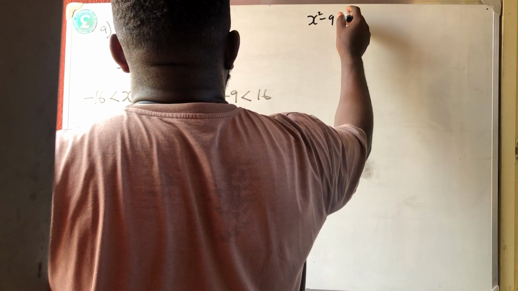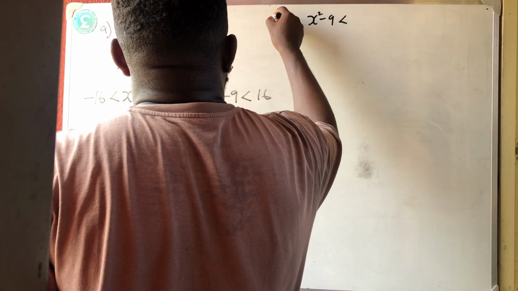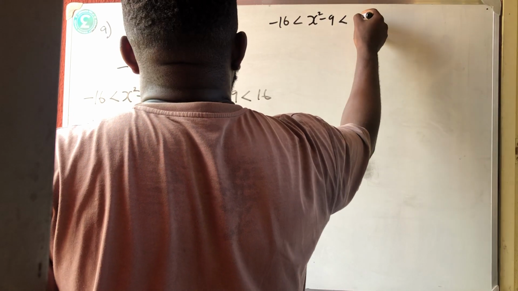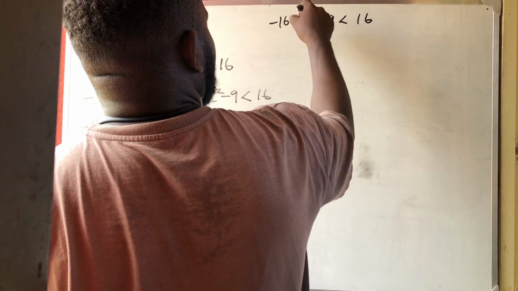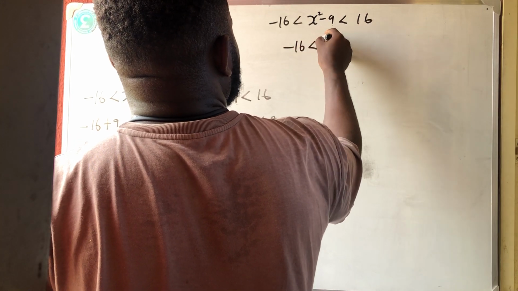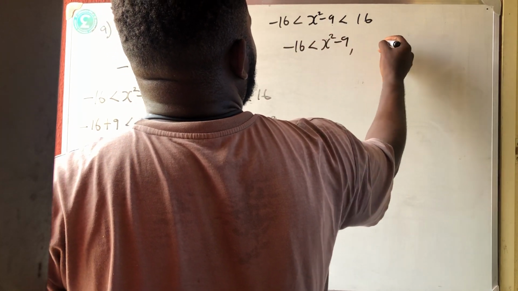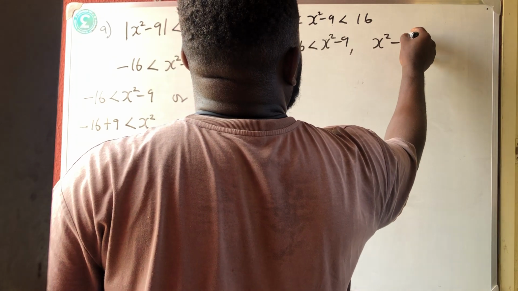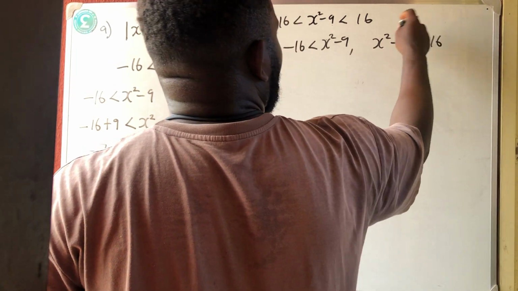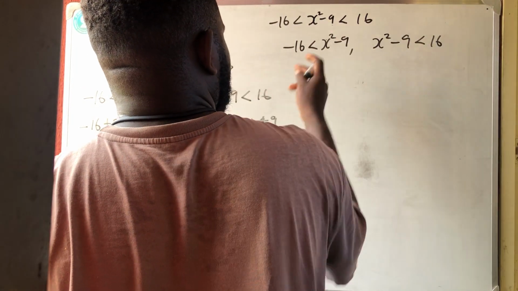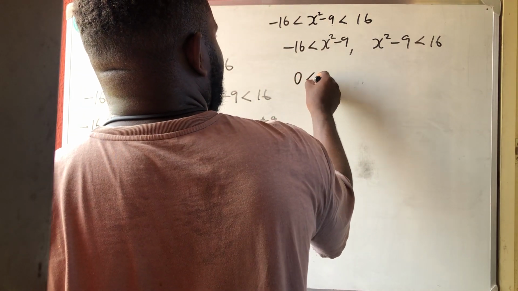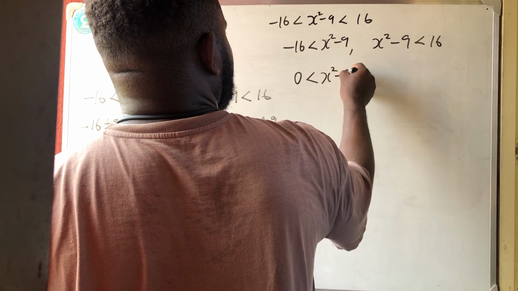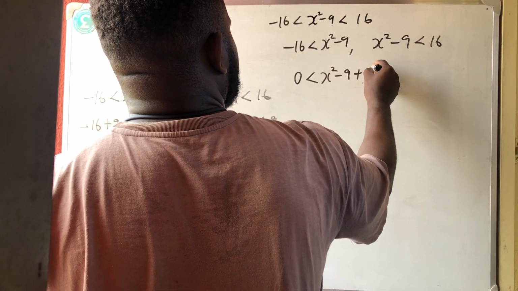Look at how we are supposed to solve it. Let's have 16 is less than x squared minus 9, and x squared minus 9 is less than 16. Then 0 is less than x squared minus 9 plus 16.